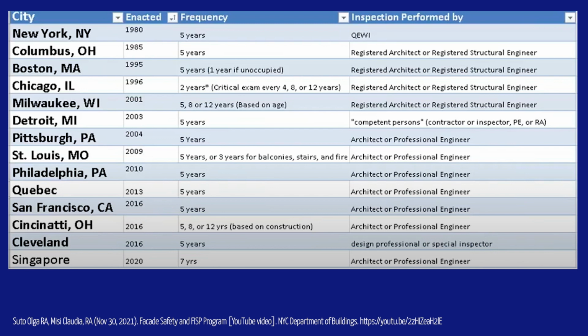Take a look at this chart published by the New York City Department of Buildings. It shows you all the cities and even Singapore, and when the facade inspections were enacted and how often those inspections are held and who the inspections are performed by.